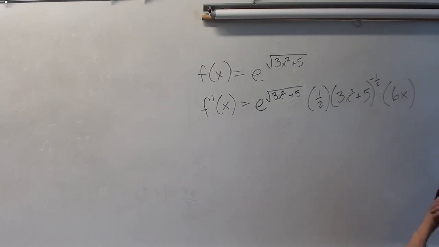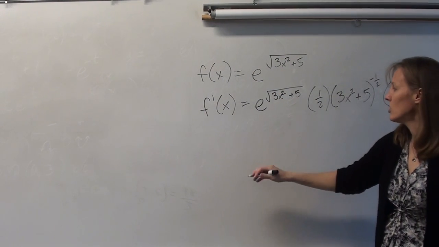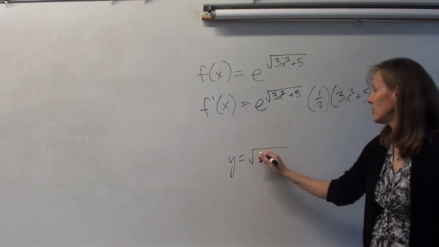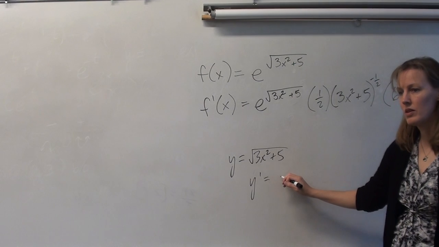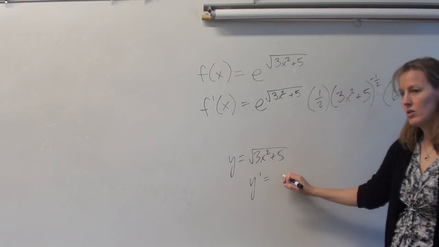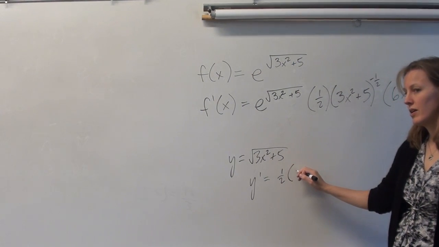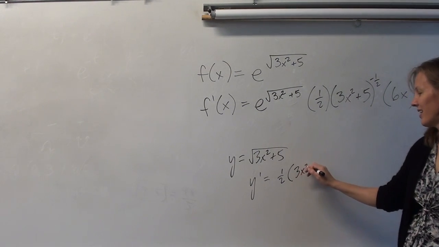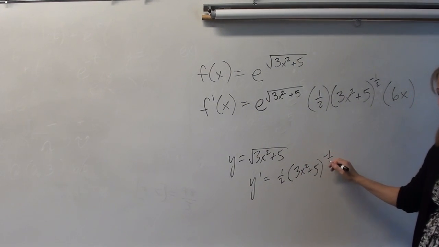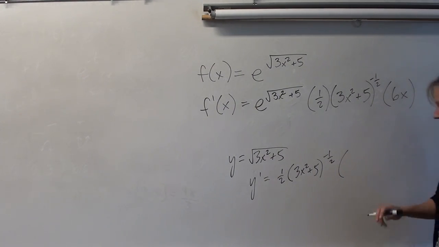I don't understand anything. Okay, do you understand that the e stays the same? Good. So if I just asked you, suppose y is this, could you tell me y prime? Yeah. 1/2 times 3x squared plus 5 to the negative 1/2. Okay, I get it. Do you get it? Okay. Wait, couldn't you simplify it?